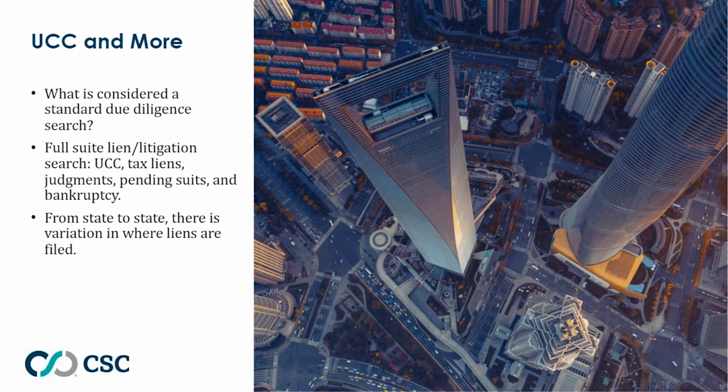More UCC information. So this slide deals with what else can you do from a due diligence perspective. So what is considered a standard due diligence search? We offer other different types of services in addition to UCC, for example, tax lien, state tax lien, federal tax lien, judgment lien, litigation searches, bankruptcy searches, things like that. And then from state to state, there is a variation where liens are filed.